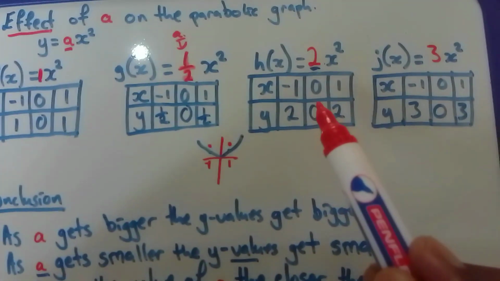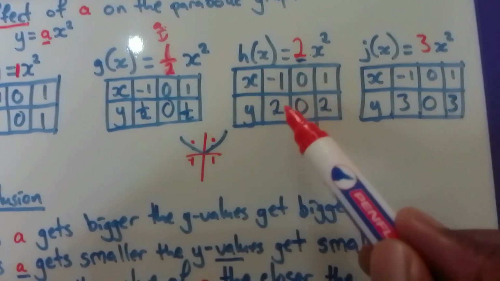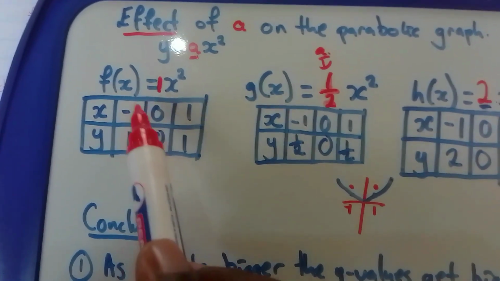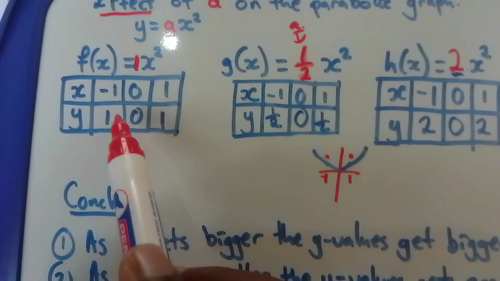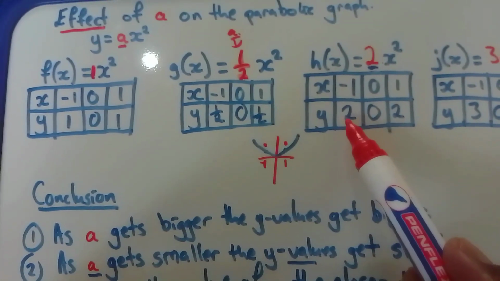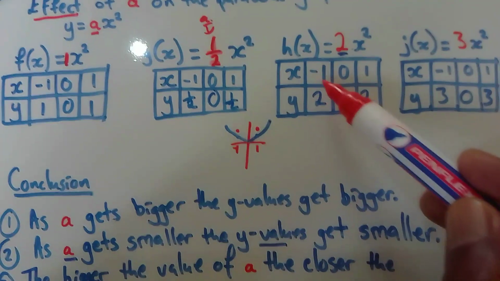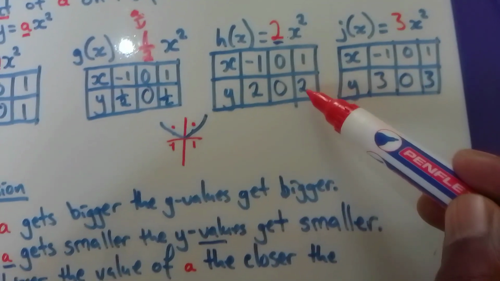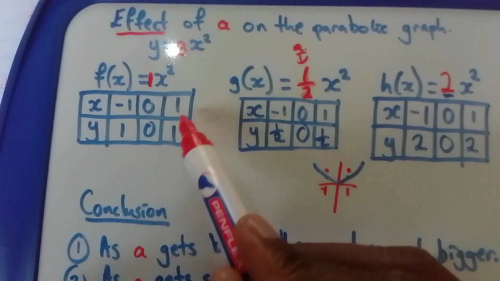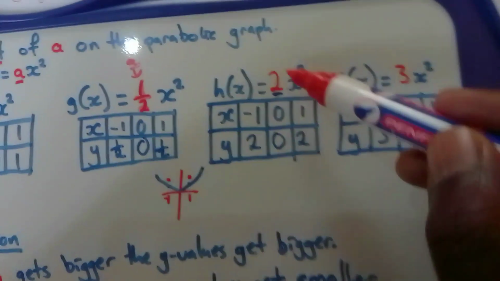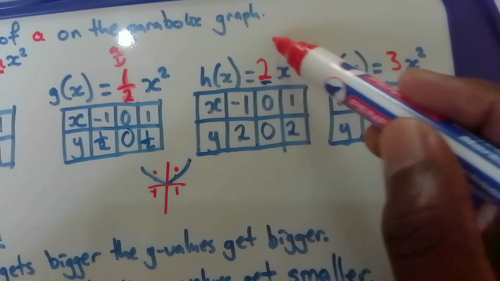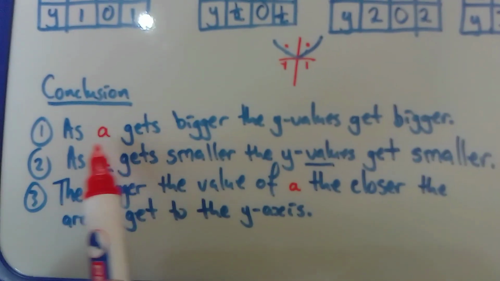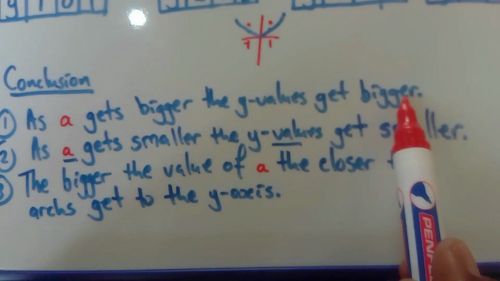Now let's observe. When we are at x equal to negative 1, the y value that we get is positive 2. When x was equal to negative 1 here, the y value that we had was 1, and 1 is smaller than 2. Okay, so we can see that this a has made the y value bigger. When it's at 0, it's also 0. When we are at positive 1, the y value is 2. When we're at positive 1 here, the y value was 1. So as a gets bigger, we can conclude that our y values got bigger.